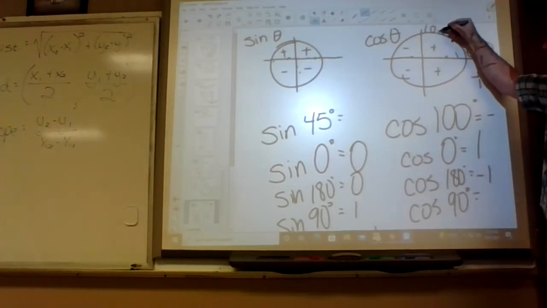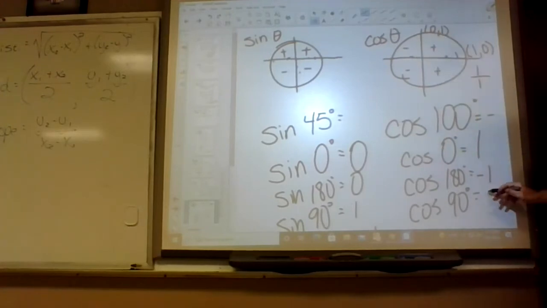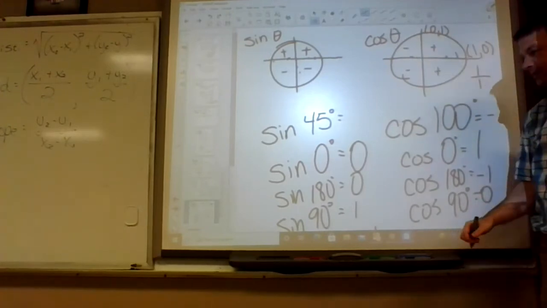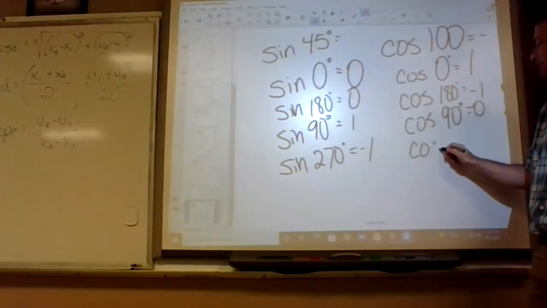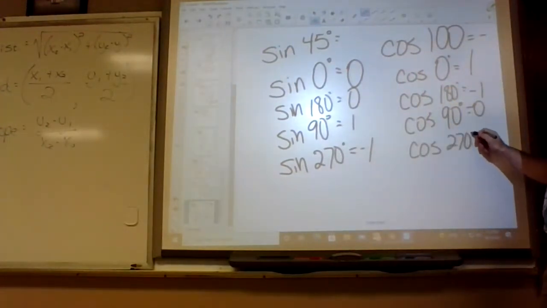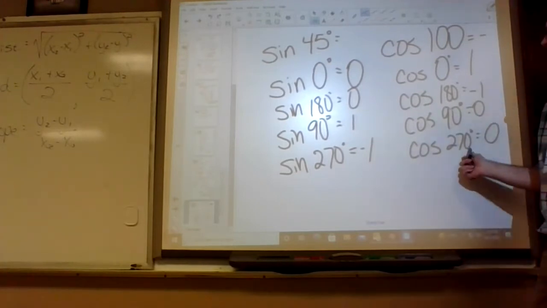What's the x value at 90 degrees? 0. Cosine of 270? Also 0. Oh, negative 0. Well, there's no negative. I was kidding. Anyway, those are just some examples.